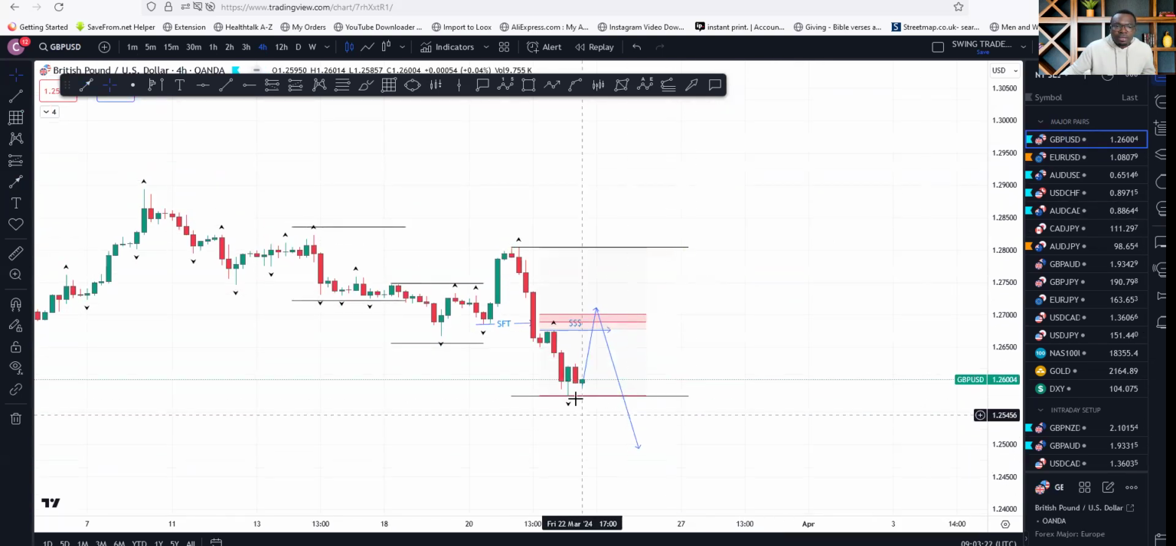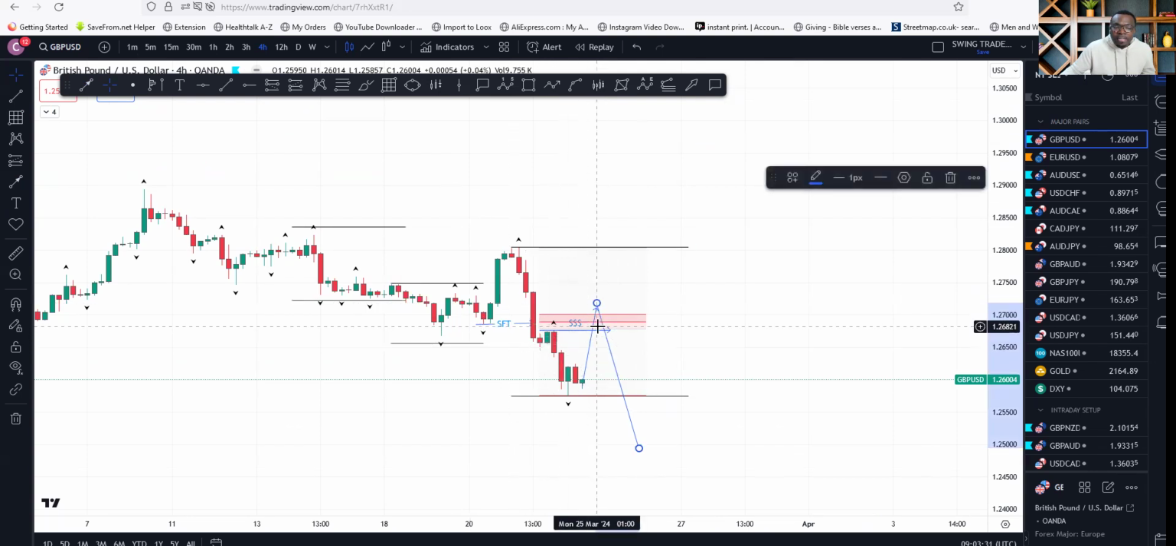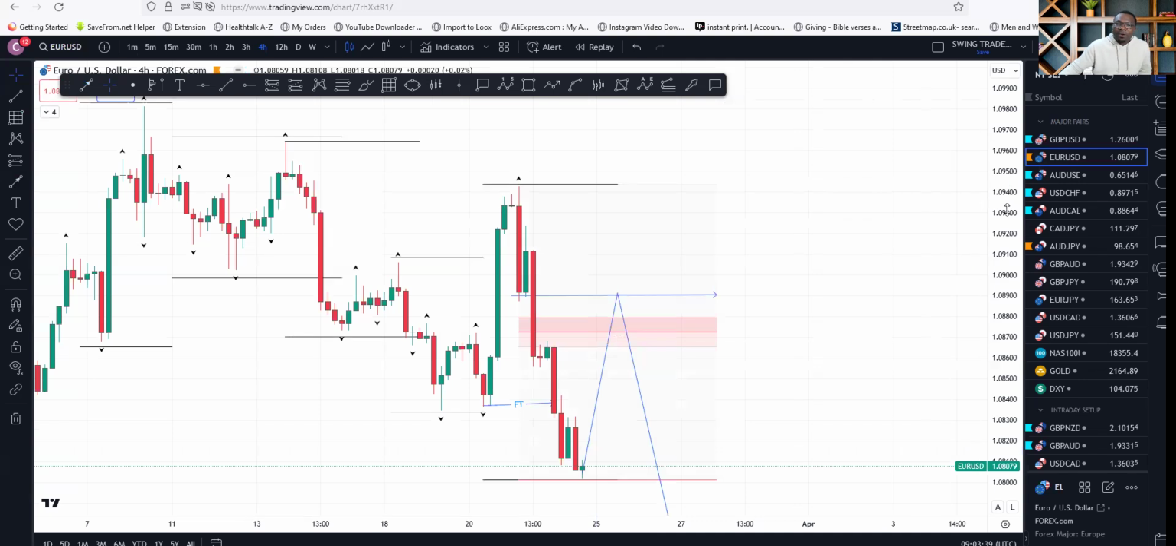We should be anticipating that price will rise even higher. At this moment, we are not sure what structure the market is going to take, but I'm anticipating that they will take our liquidity and then create price action before they drop. So I'm also looking for more sells on that. So this is my take on this pair.